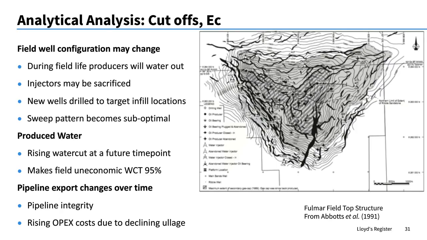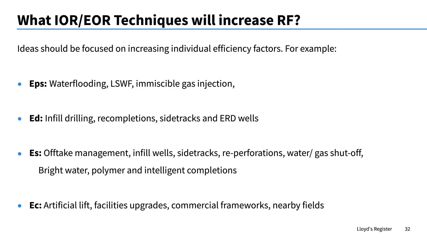Now we're just going to cover another example showing how we can improve these efficiencies. So generally speaking, the first efficiency, which relates obviously to the pore scale, we can improve our water flood through pattern adjustments, wells. Low salinity water flooding will also help because it will reduce the residual oil, and immiscible gas injection. Second efficiency, what we're considering would be something along the lines of the drainage efficiency of infill drilling, recompletion, sidetracks, and ERD. ERD is simply an extended reach well that we drill.